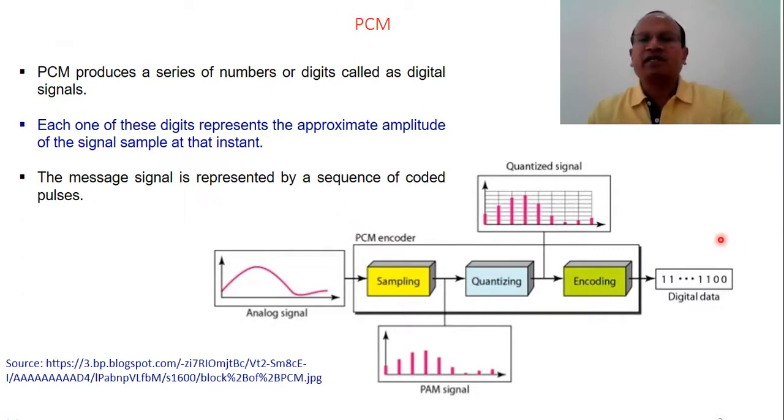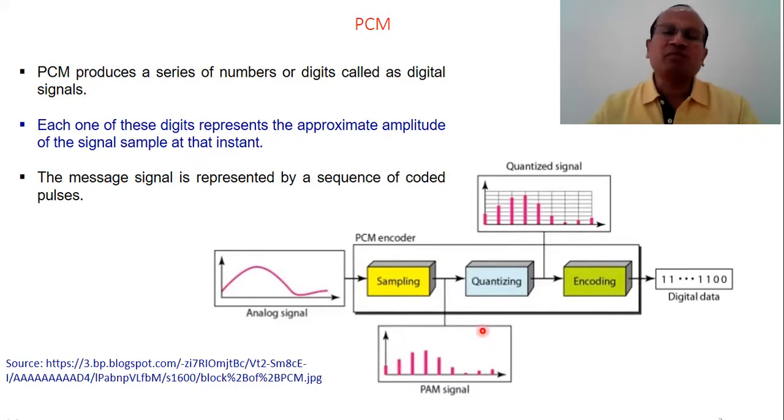What is important here in PCM, if you look carefully at this picture, there is an analog signal. This analog signal goes through three major stages. Number one, sampling. Number two, quantizing. And number three, encoding. In sampling, it produces a sampled output. Sometimes we call it the PAM output also.